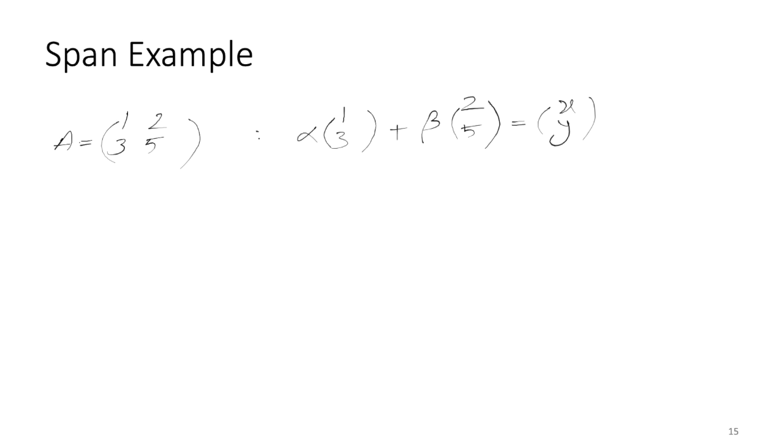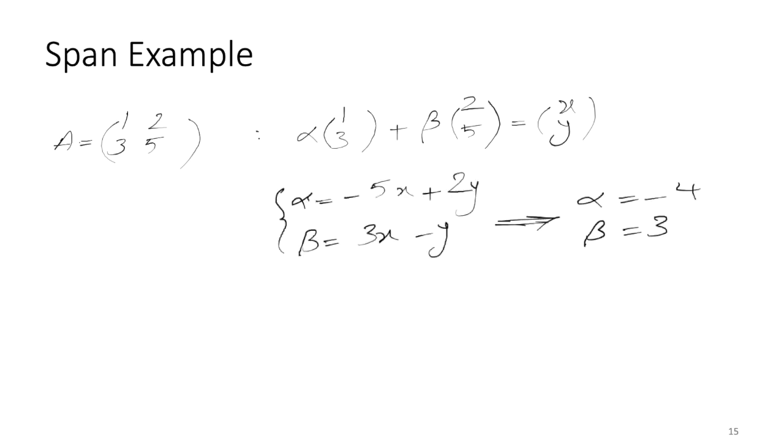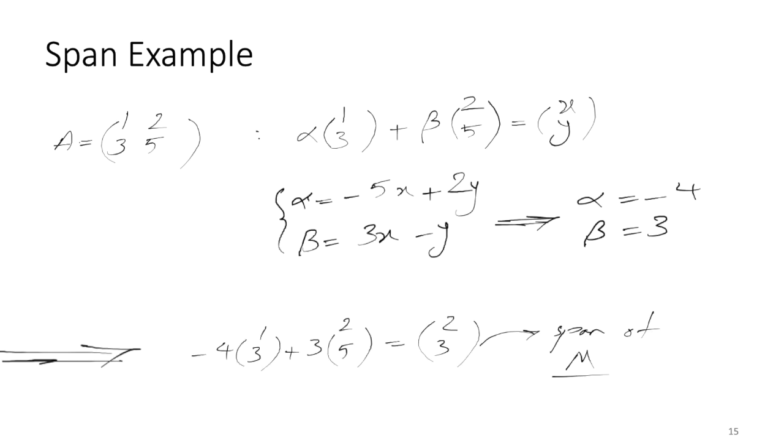And if you solve this equation to find a linear combination of these two, and you find the alpha and beta here, right? If you put alpha as -4 and beta as 3, you're going to have 2, 3, right? And you can call it the span of A. I mean, is this clear now?